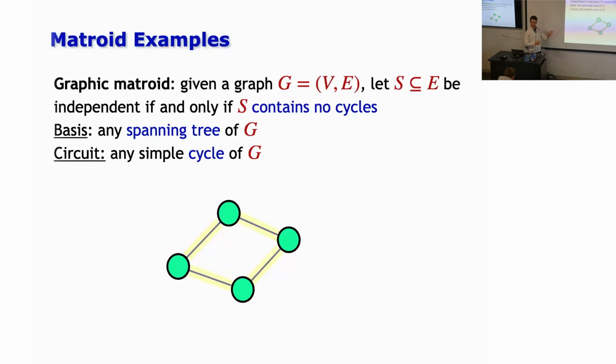At the same time, you can ask, what is a circuit? A circuit is a minimal dependent set. So what's the smallest set of elements which is not independent? Well, we defined it as independent if and only if it contains no cycles. So the smallest dependent structure would necessarily just be a single cycle on its own.